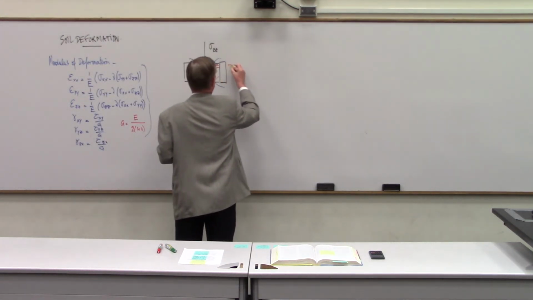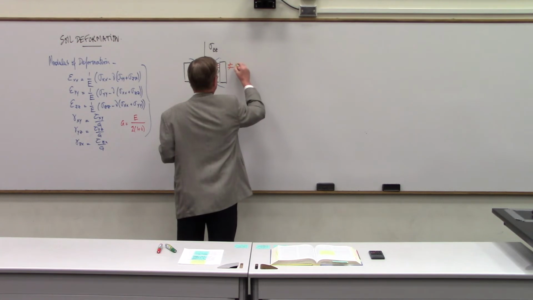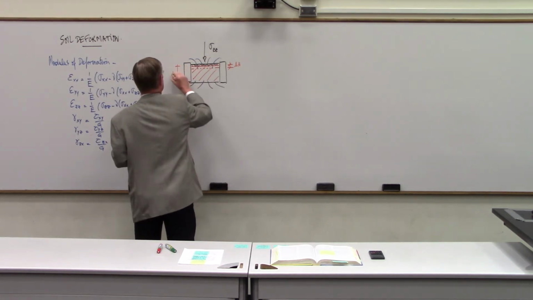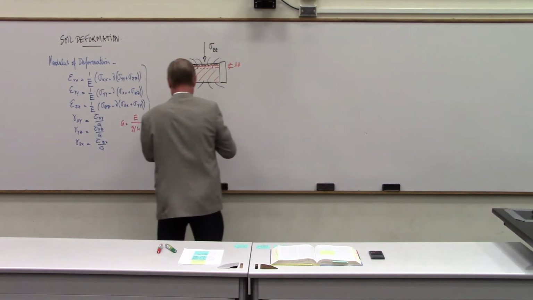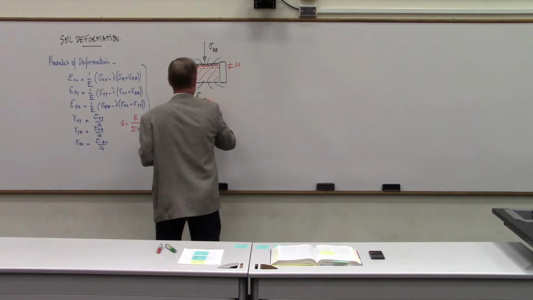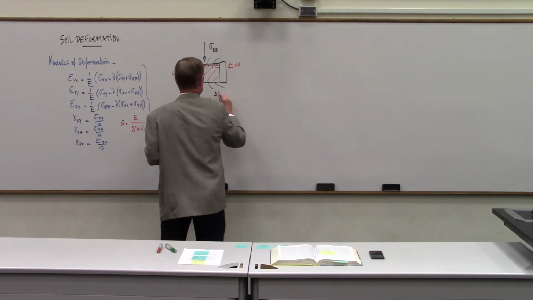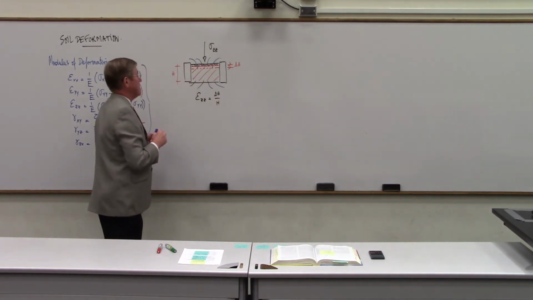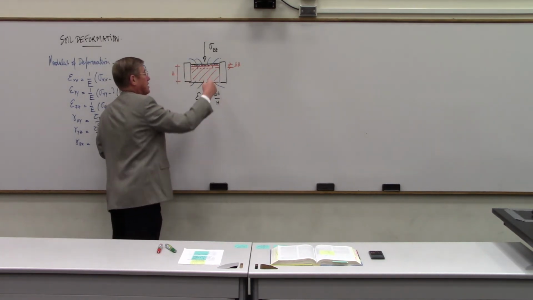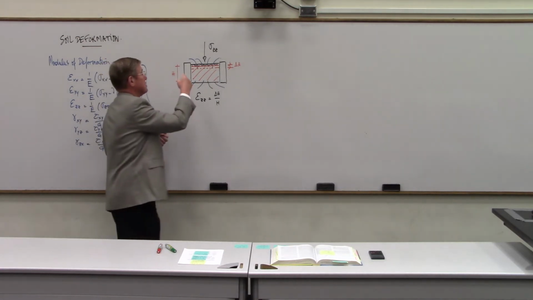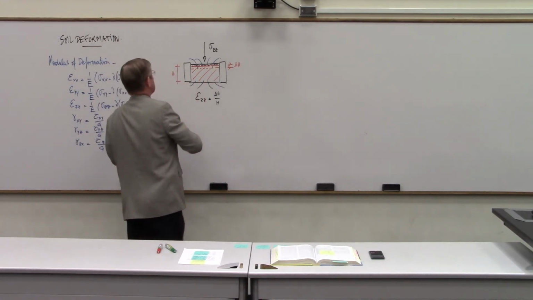So again, you get here delta H, and you had an initial height H, and so epsilon ZZ equals delta H over H. Okay? But you also have sigma XX, sigma YY, epsilon XX, epsilon YY. What do you think of epsilon XX and epsilon YY? This is made of steel right here.